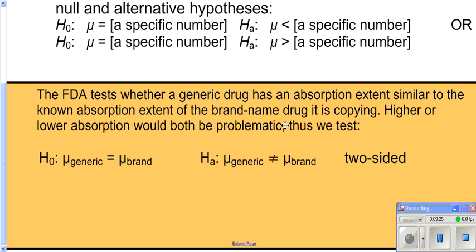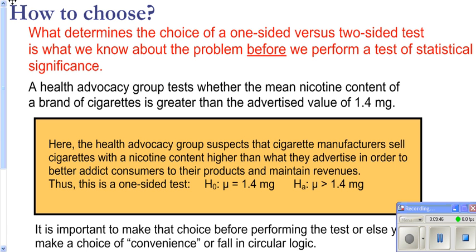So suppose we have this one here, where we're looking at a generic drug and the absorption of that drug compared to your name brand. If it's higher or lower, we could have a problem. So we would have a not equal to for our alternative, because we'd want to know if it's significantly different one way or the other. So how do we choose? Once again, it's all in the context of the problem, and we always make a choice prior to doing our test.